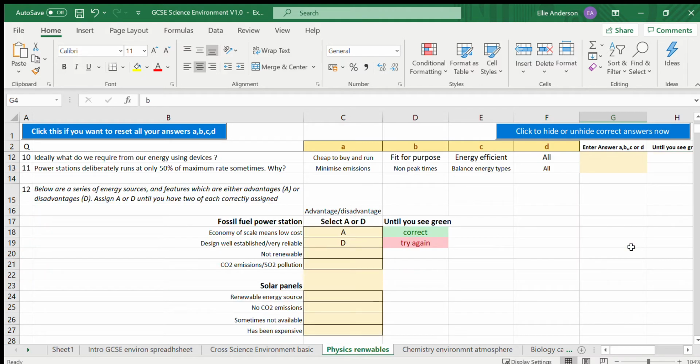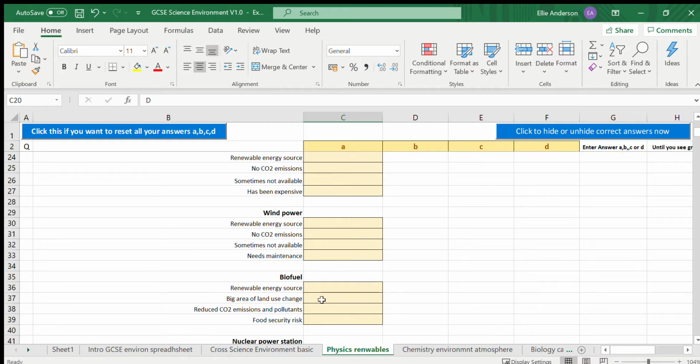And so some of the elements are designed quite nicely like this, so you put in an A or a D for advantage, disadvantage. We'll try a D there, and we get a D for disadvantage because fossil fuel power stations are not renewable. And then similar sorts of questions for solar and wind and so forth.